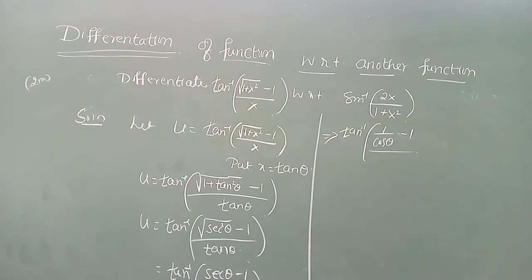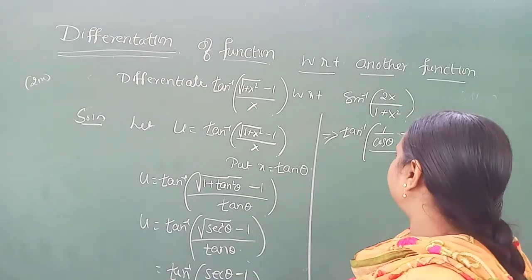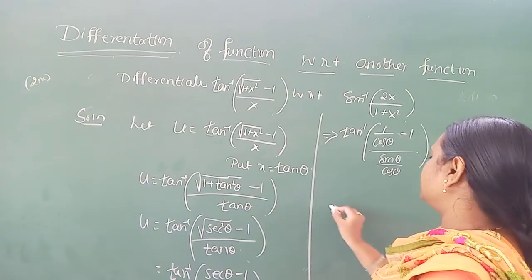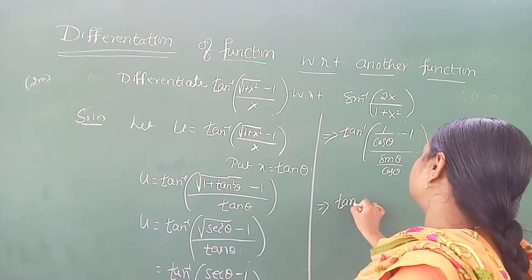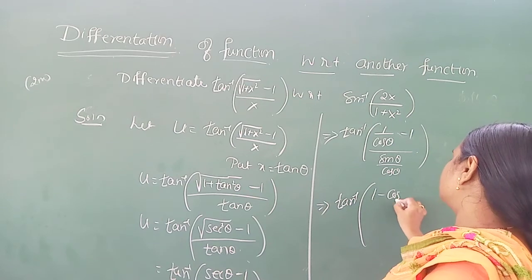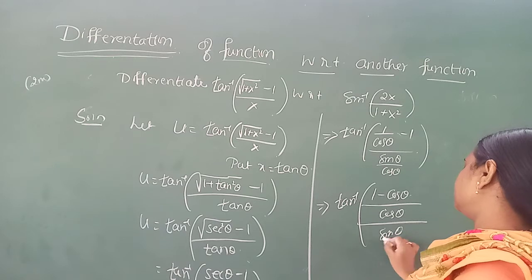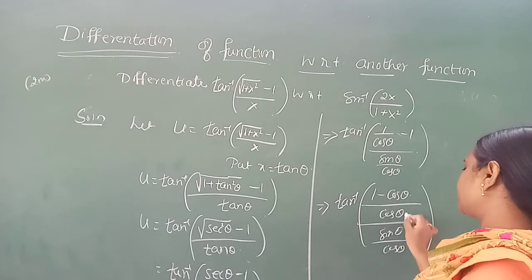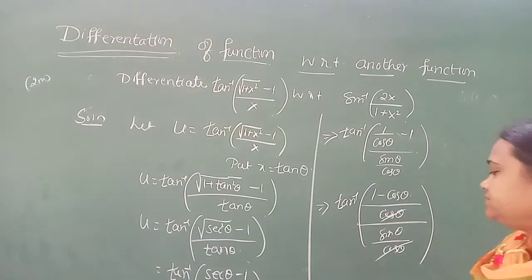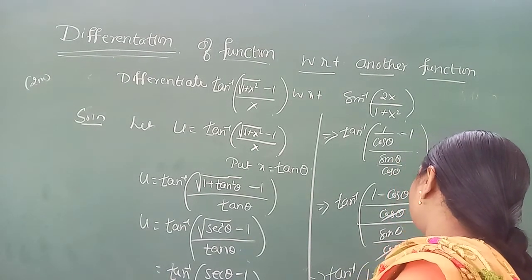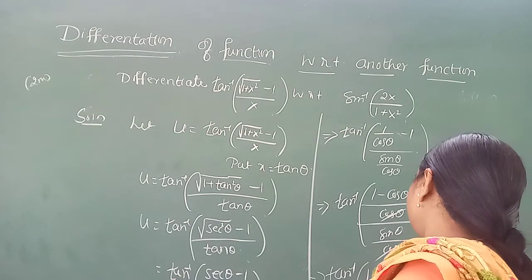Repeatedly we have done this so many times. In inverse trigonometric functions we have done the same type of example by using the method of substitution. We know that tan is sin theta by cos theta. Okay. Next, tan inverse of 1 minus cos theta divided by cos theta, divided by sin theta divided by cos theta. Cos gets cancelled. What is left? Tan inverse of 1 minus cos theta divided by sin theta.